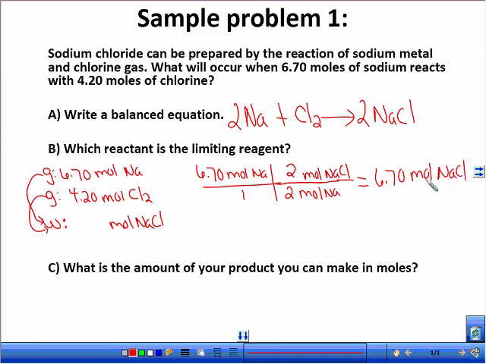It is just a coincidence. It's the same number, and the reason it's the same number is it's 2 mole to 2 mole. So the mole-mole ratio is the same. So if I use this amount of sodium, this is how much sodium chloride can be made. We'll do the same thing, starting with the other given.